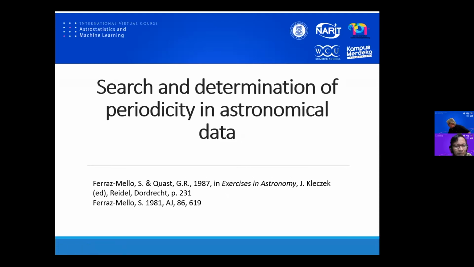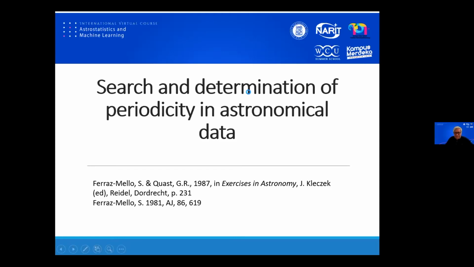The book, I still took the book here. This is the book, Exercise in Astronomy, which I use very much. I hope you can see. Oh, no, because of the background. Okay, later on, but you can find it here. And the paper by Ferraz Mello, 1981.